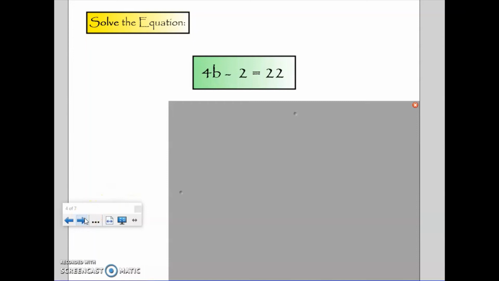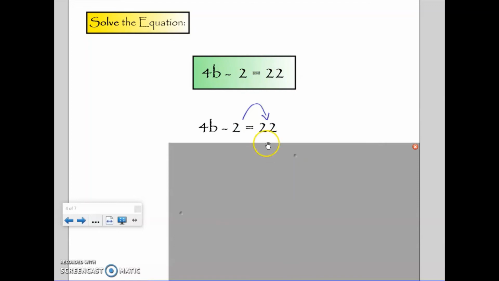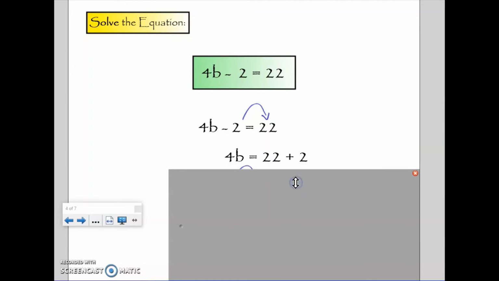4b minus 2 equals 22. First step of the equation, I have a negative 2 here, a minus 2 here. So I'm going to add 2 to this side of the equation, which means I need to add 2 to this side of the equation. That is the same as taking the minus 2, moving it onto this side, and making it a plus 2, because the function changes from a minus to a plus as it goes over the equal sign.